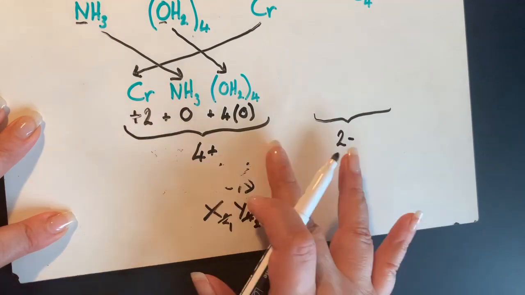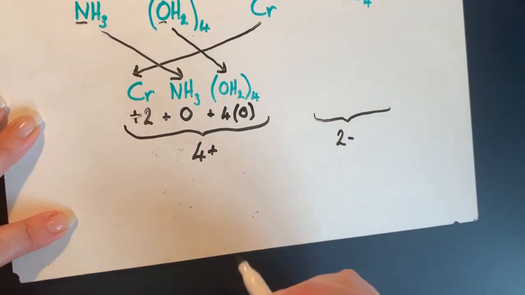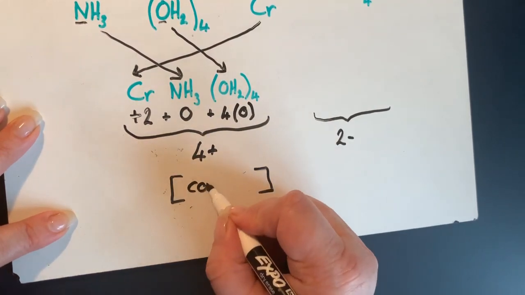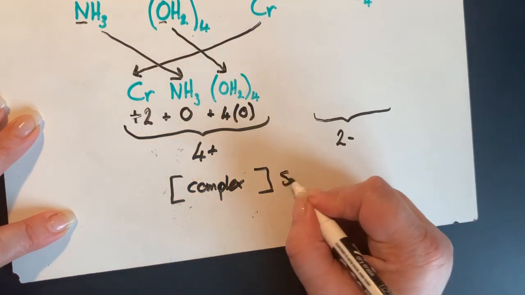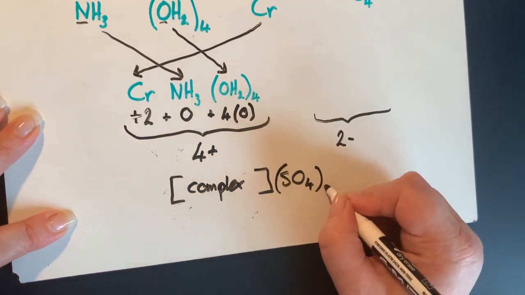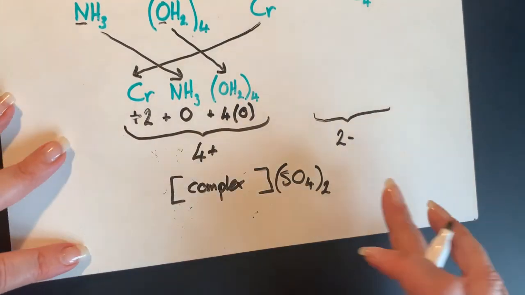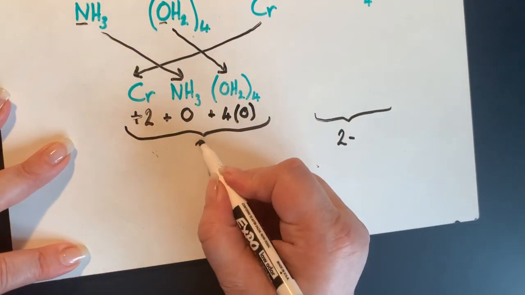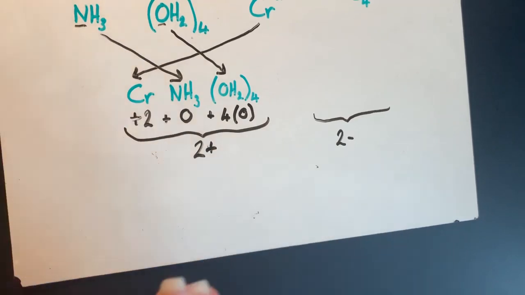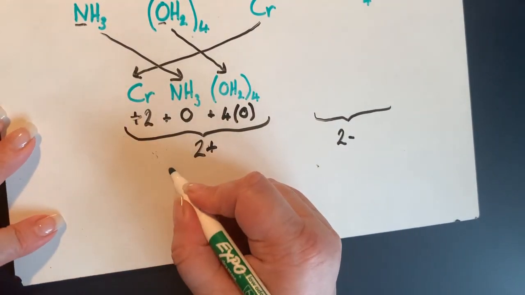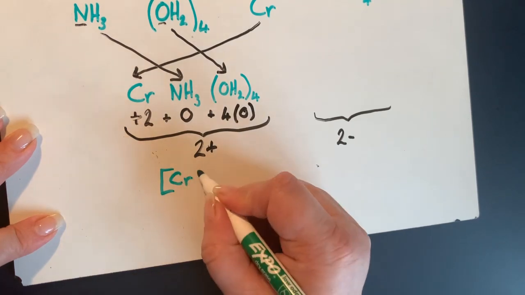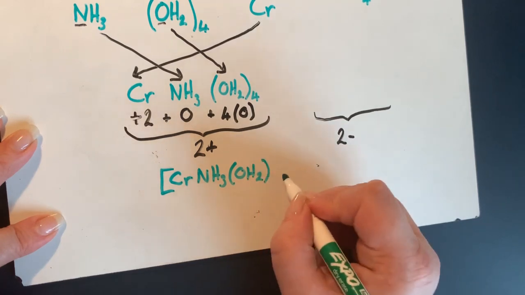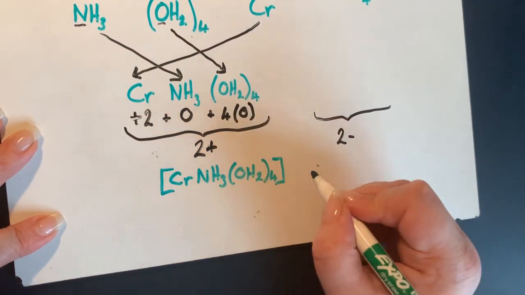then you would find that you would need 2 of that second ion. So if that had been the case for this, then we would have had 1 lot of complex, and then our sulfate would have needed to have been twice. But that's not the case for this, because this has worked out at 2+. So now our formula is literally just square brackets, chromium, NH3, OH2, 4 times, sulfate.